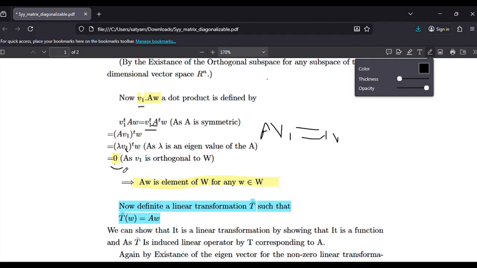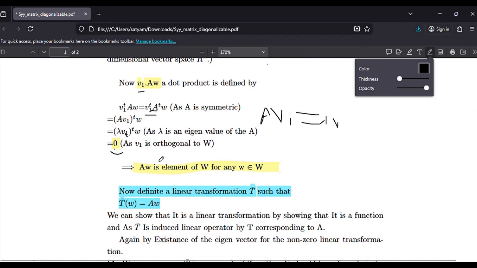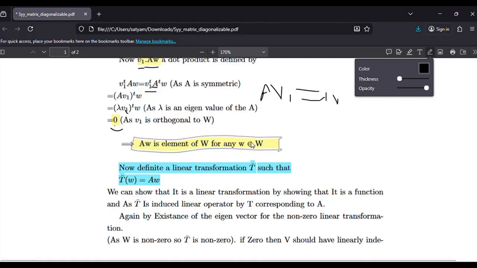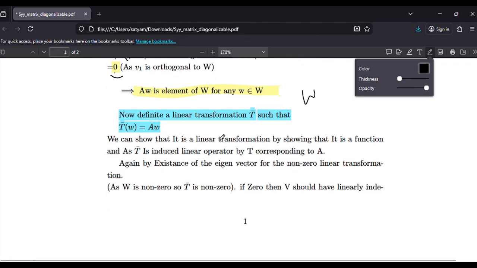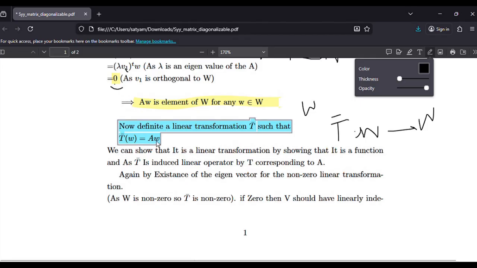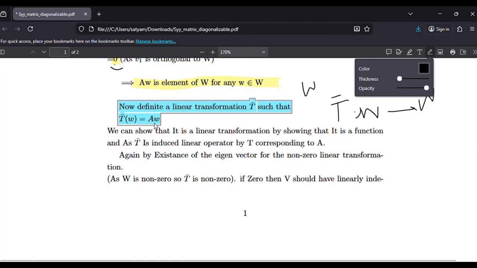So we have seen that v1 dot A W is equal to 0, which means these vectors are orthogonal, so A W is an element of W. So for any W, if we take A W, we again get an element in subspace W. Now we can define a linear transformation T bar which goes from W to W, and it is the linear transformation induced by A. So T bar of W is equal to A W. As this is an element of W, we can easily see that it is a linear transformation.